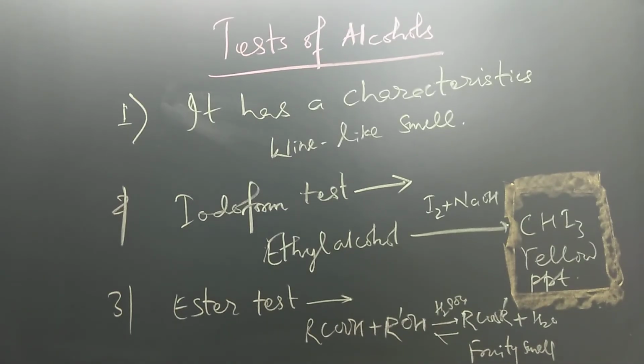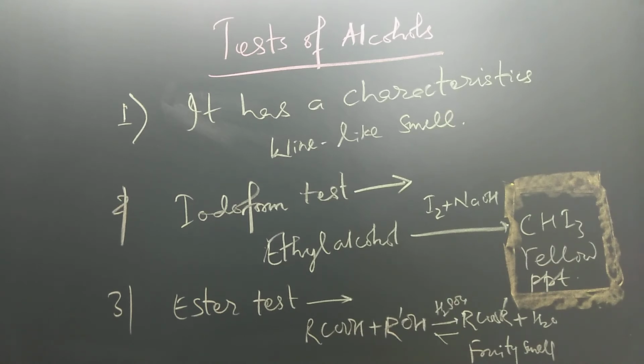Now let's see the taste of alcohol. Alcohol has a characteristic wine-like smell because it is used to prepare a lot of different types of wine variants like wine, whiskey, rum, brandy, vodka, gin, etc. The percentage of alcohol in wine ranges from 3% to 60%. No one can drink 100% ethyl alcohol because it is toxic.